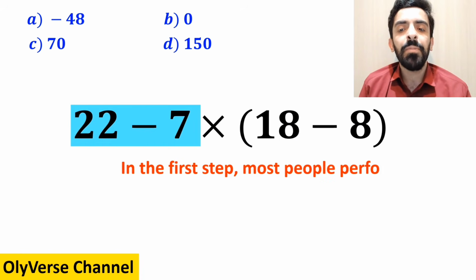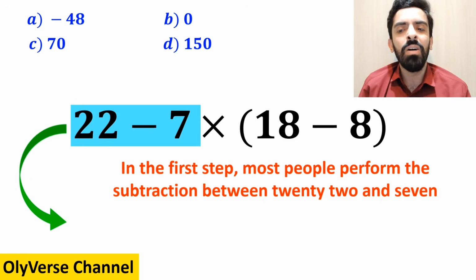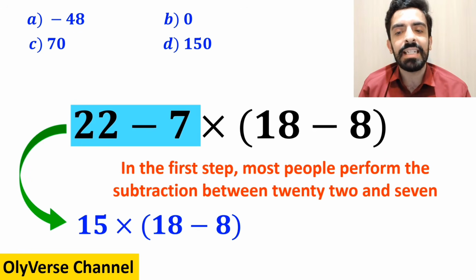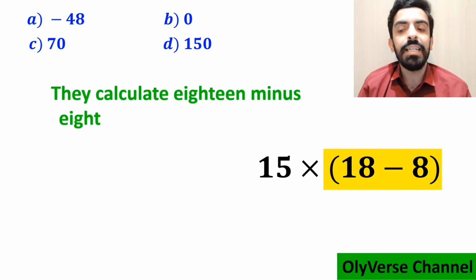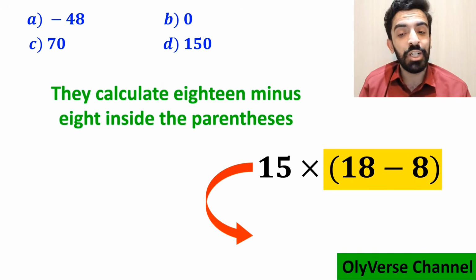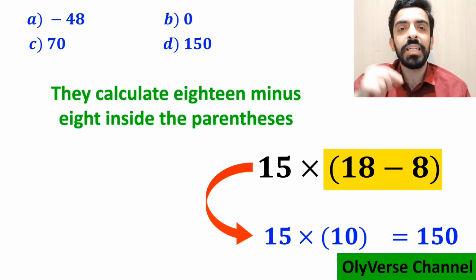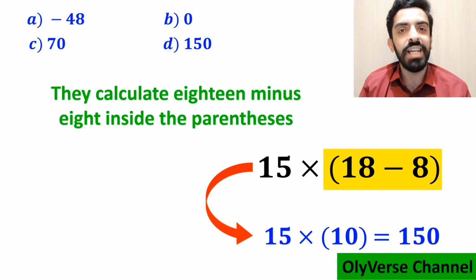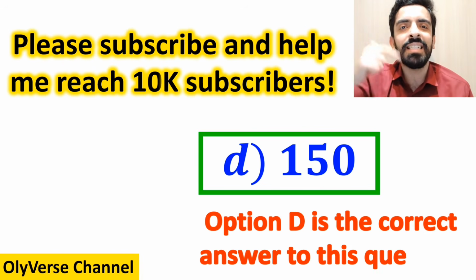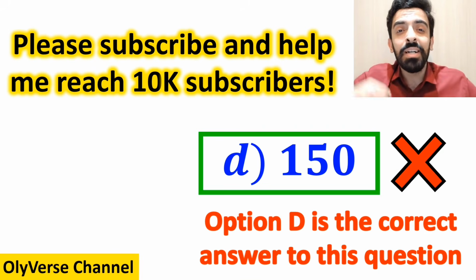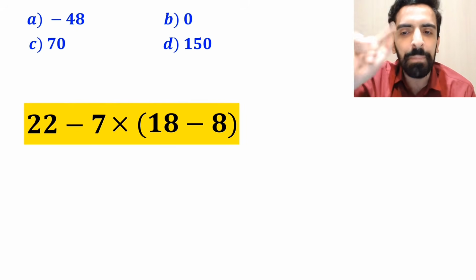And the first step, most people perform the subtraction between 22 and 7, which I have highlighted in blue. So, this expression simplified to 15 multiplied by 18 minus 8 inside the parentheses. And the next step, they calculate 18 minus 8 inside the parentheses, which becomes 15 multiplied by 10. And finally, the value of this expression must be equal to 150. Then, without any hesitation, they quickly say that option D is the correct answer to this question. However, that's definitely wrong. Alright, now let me show you how to solve this expression properly.